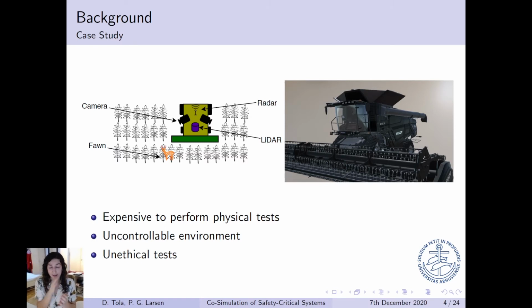Another thing is that these tests may be unethical. If you actually want to test that the system will, for example, avoid a deer hiding or running in front of the combined harvester, then you can't just go out in the field and test this, and then if it goes wrong, oh well, it died. It's something that you will not physically test in that way, not with living animals. So that's why we can see the potential of using co-simulation during the development process of this safety critical system.